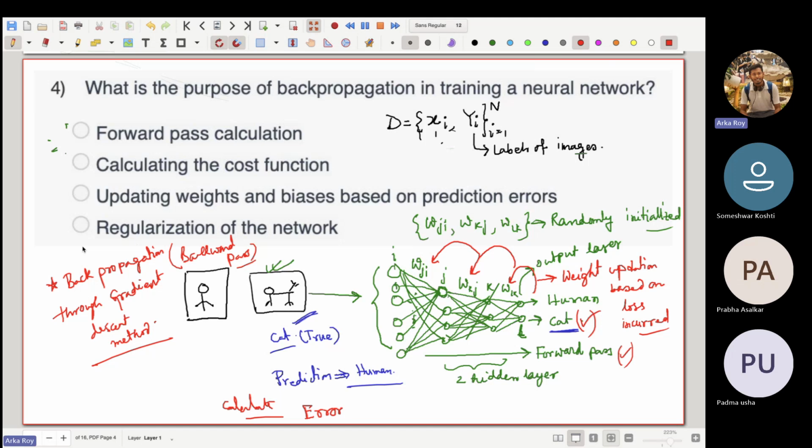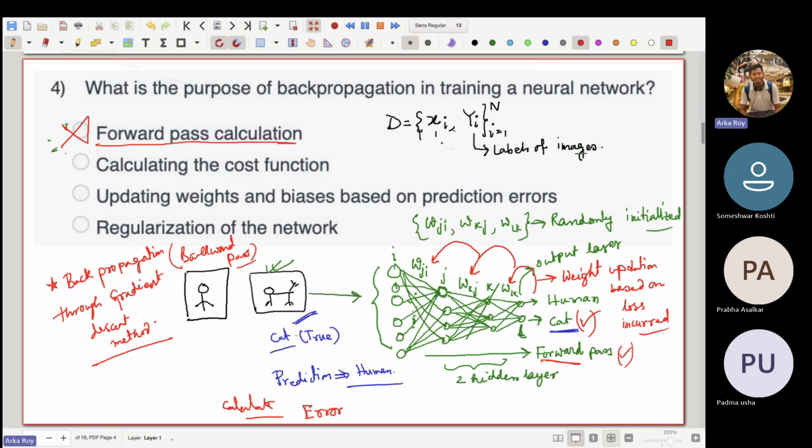So now let us scan through the solution. What is the purpose of backpropagation in a neural network? The first option says forward pass calculation. Forward pass is something else. In the forward pass, you directly feed the data into the model and propagate from layer 1 to layer 2 to layer 3 to layer 4. This is what forward pass means. It has no relation with backpropagation, so this is incorrect.